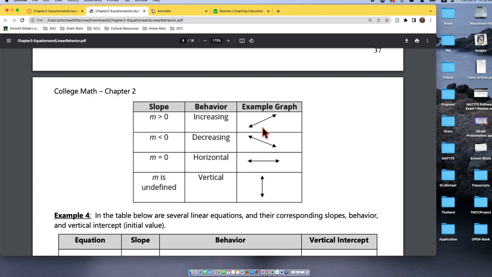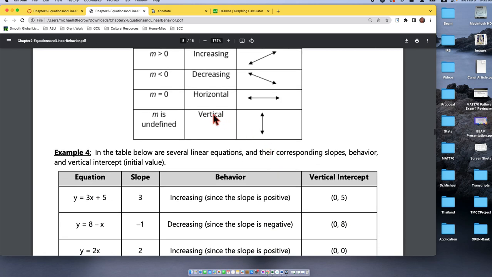So all those types of problems are considered here with this simple linear equation. This talks about it: if the line is going up, we call that increasing, and notice the slope is going to be positive. When the slope is negative, it means it's decreasing and going down. And if the slope is zero, it's like level ground, it's horizontal. And then vertical is what we call undefined, because actually it's division by zero.